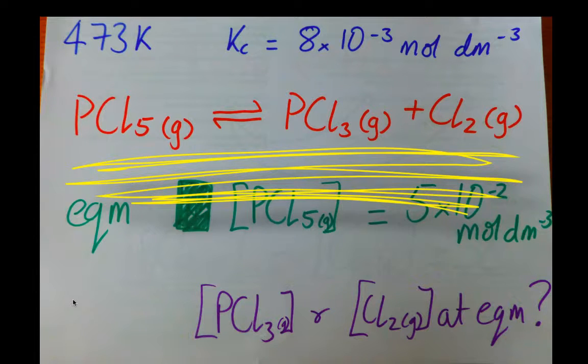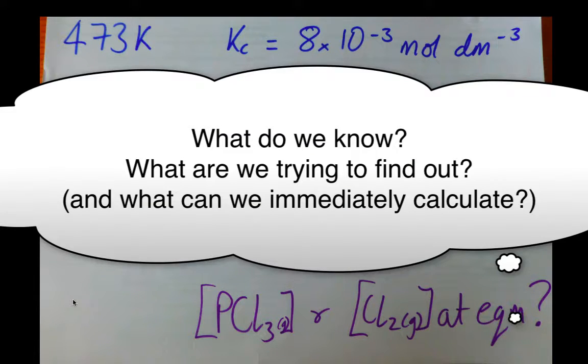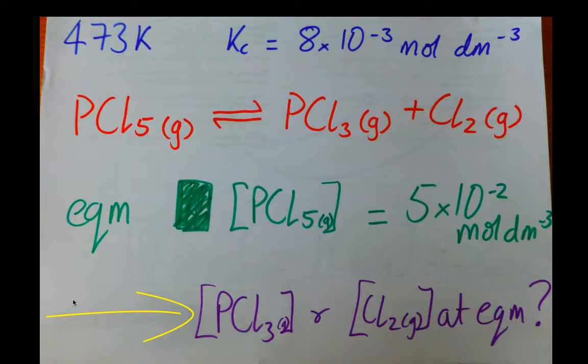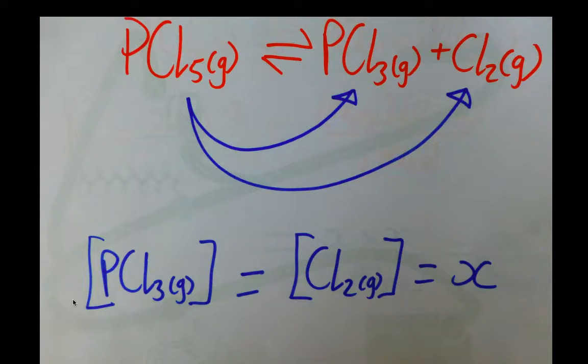So what do we know here, and what are we trying to find out? Well, we know that the equilibrium concentration of PCl5 is 5 times 10 to the minus 2. That's something they've told us. What are we trying to find out? Well, we're trying to find out the concentrations of PCl3 and Cl2 at equilibrium. So where can we go from here?